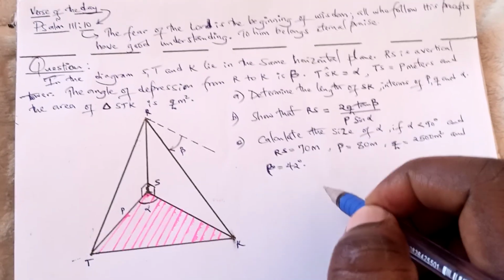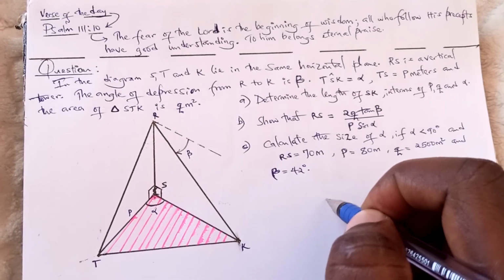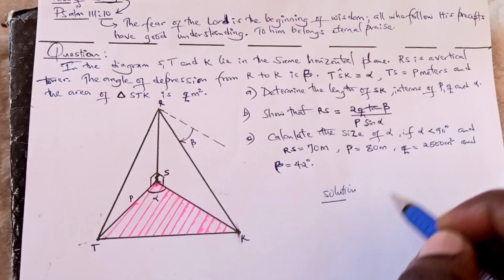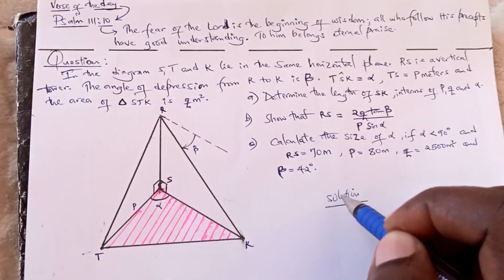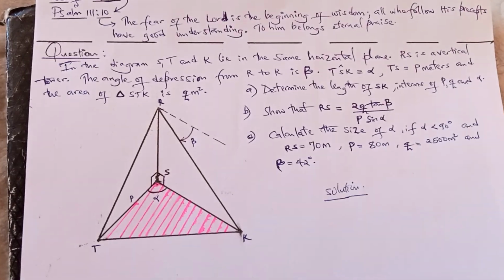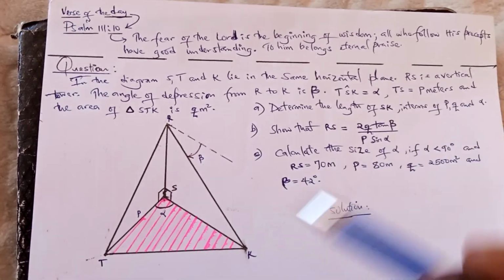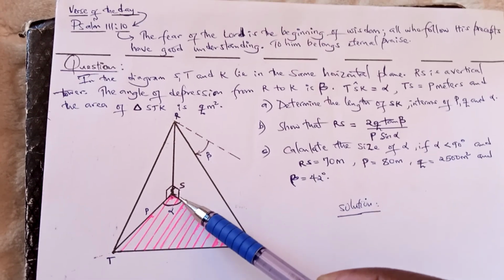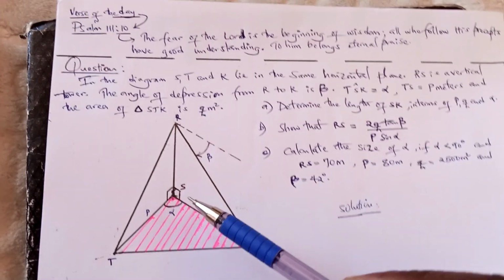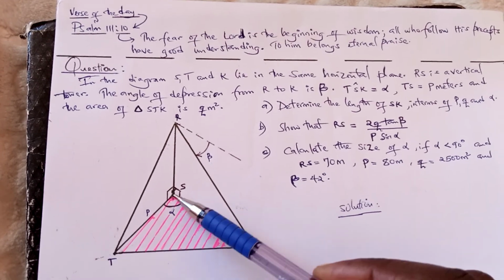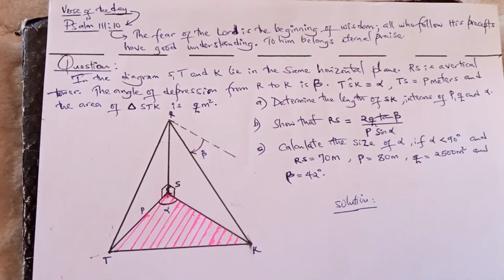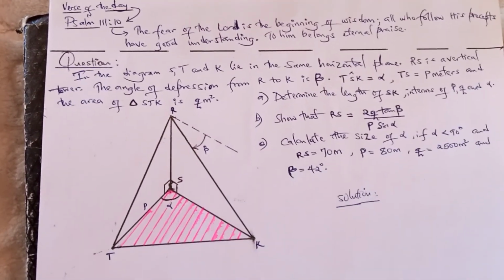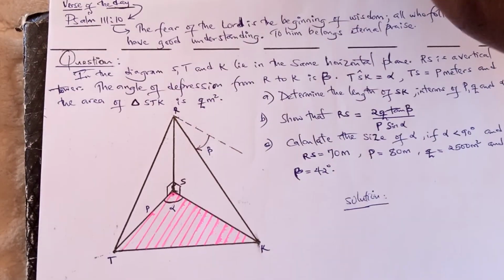To start off in our solution, since we want SK, but we have P, we have alpha, and we have Q square meters, let's try to sketch that and see how it comes out.